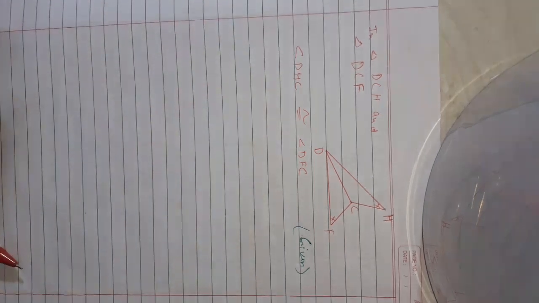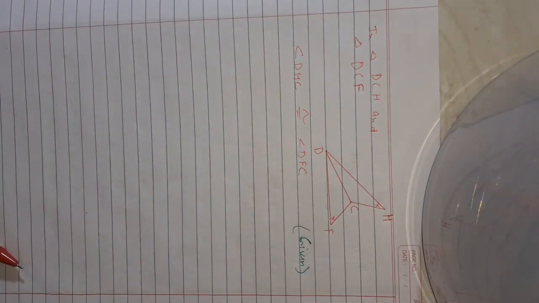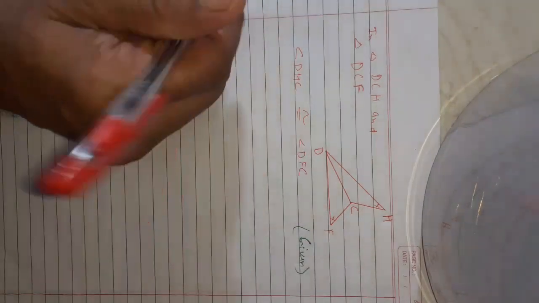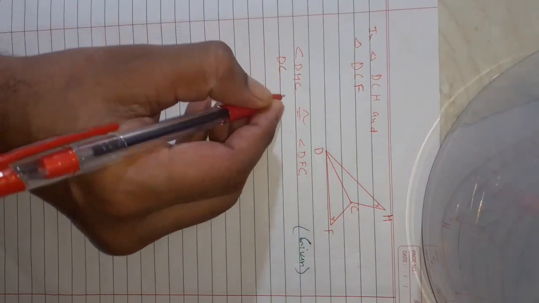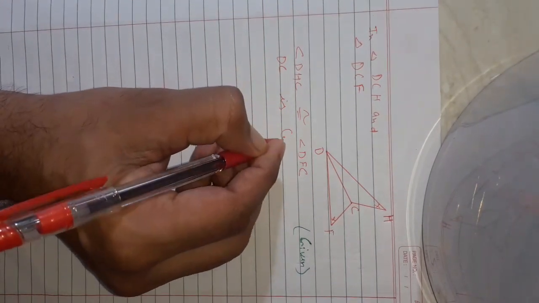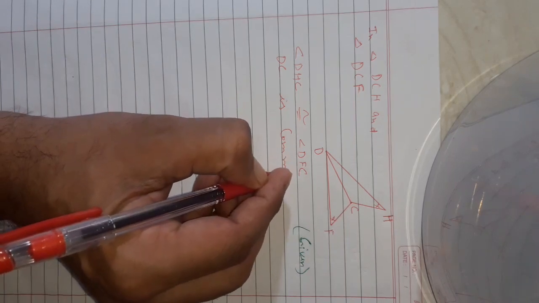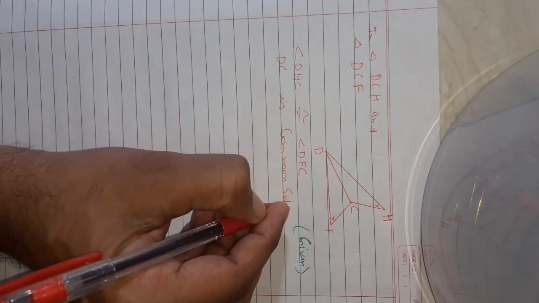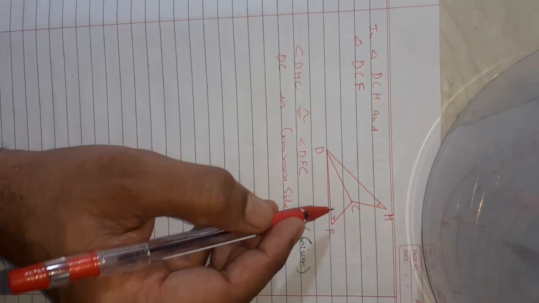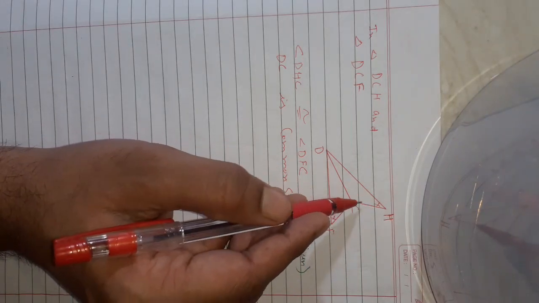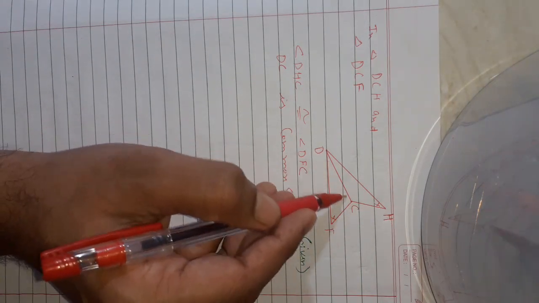So angle DHC is congruent to what? Angle DFC. It is given. And now this is also the common side. DC is the common side. So this angle equals this angle, and DC is the common side. And one more thing you can say. What?